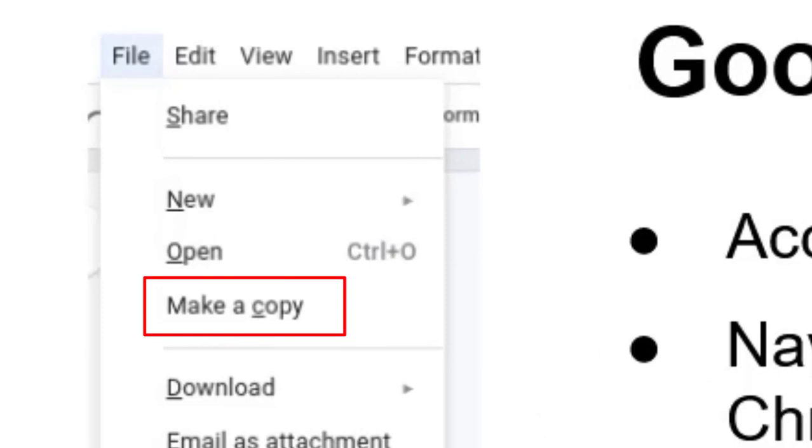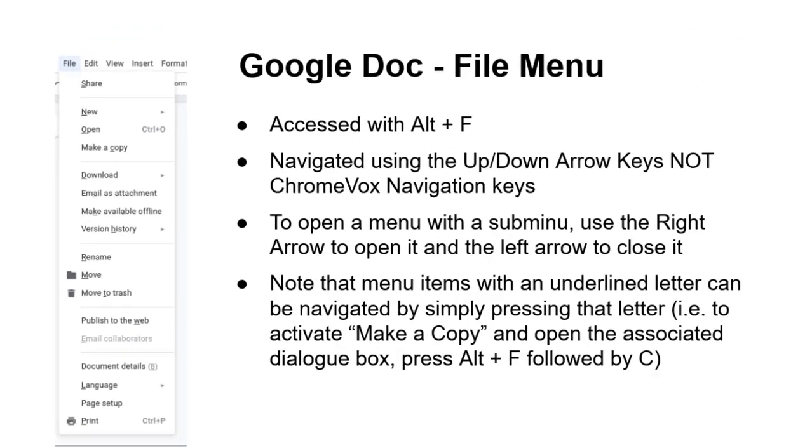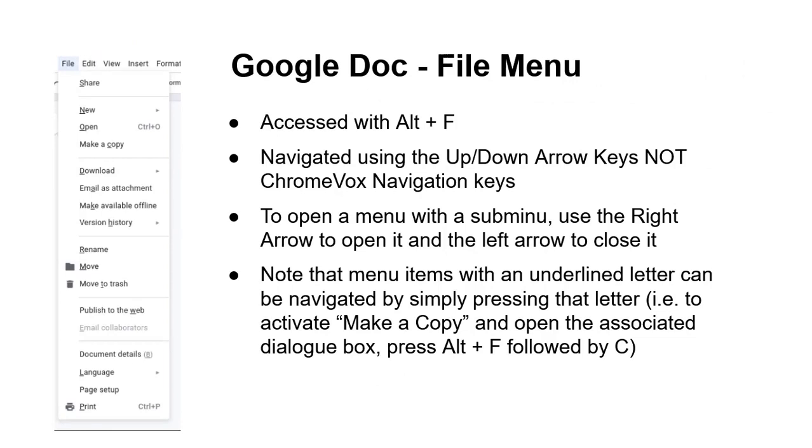visually. So to make a copy, you can press Alt F followed by just the letter C without having to go down. I'm not sure exactly how much of that ChromeVox announces, whether it says that you can use that C or not, but I would be interested to find that out. I don't remember noting that.